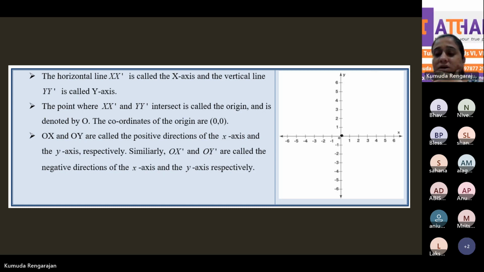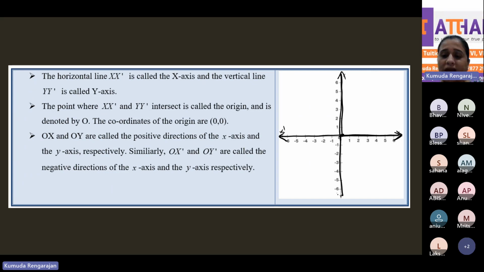I was telling you that this is the positive side of the x-axis. So OX is the positive side of the x-axis. OX dash is the negative side of the x-axis. This ray OY represents the positive side of the y-axis, and the ray OY dash represents the negative side of the y-axis. OX, positive side, x-axis. OY, positive side, y-axis. OX dash, negative side, x-axis. OY dash, negative side, y-axis.